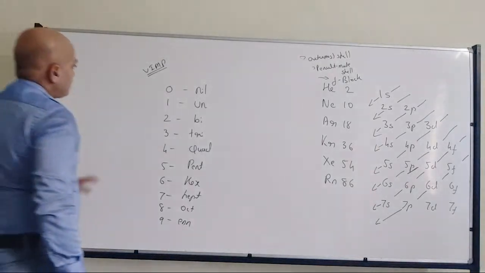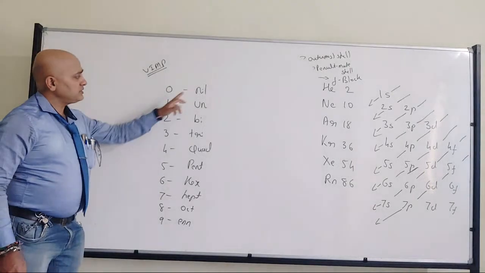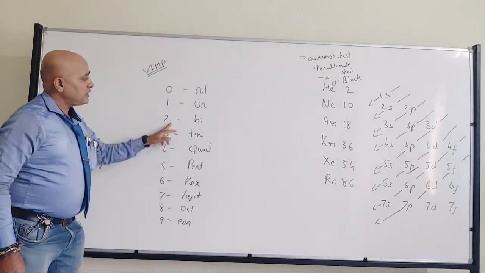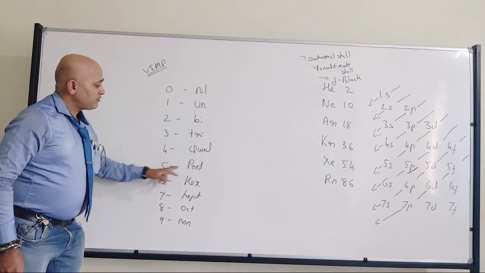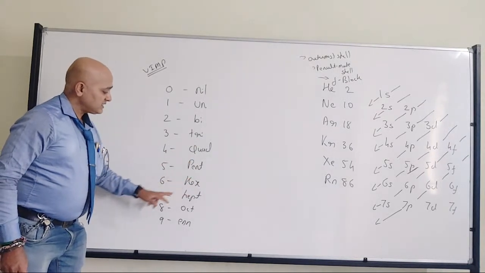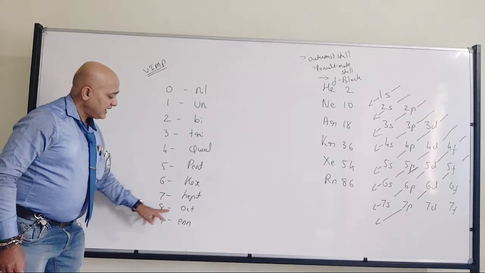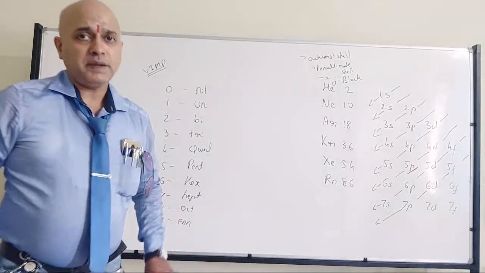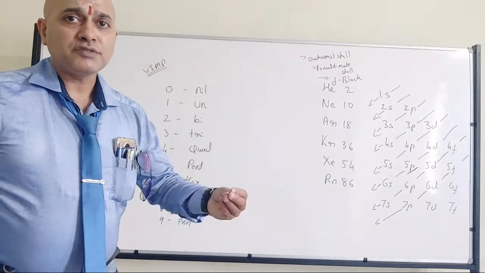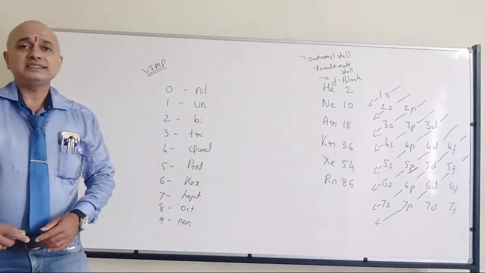Okay. Fine. So that's where we have the 0 nil, 1 un, 2 bi, 3 tri, 4 quad, 5 pent, 6 hex, 7 hept, 8 oct, 9 enn. So these things you should remember. If you practice one or two times, it will be easy.